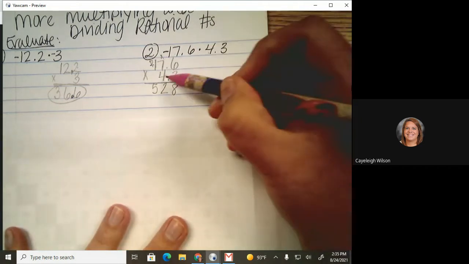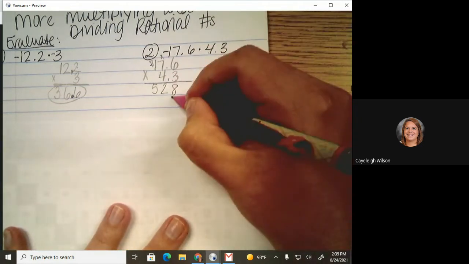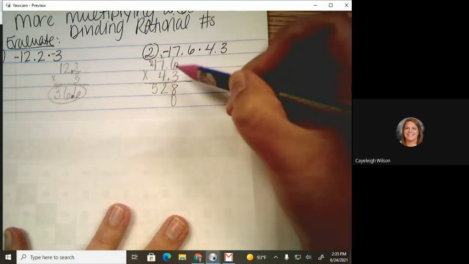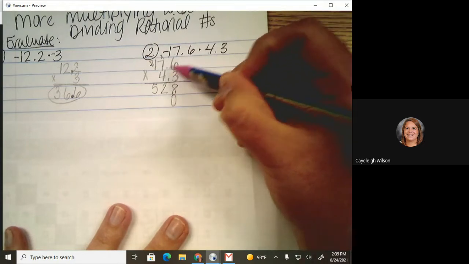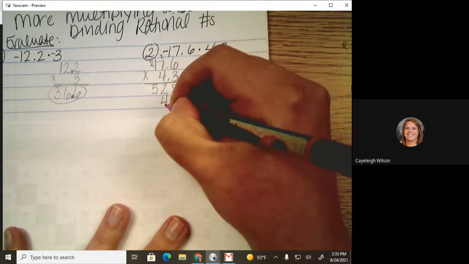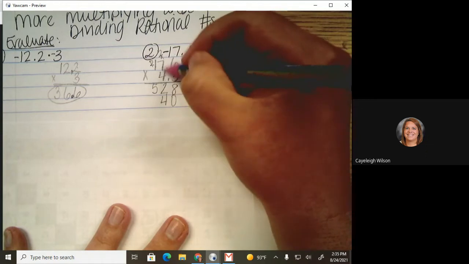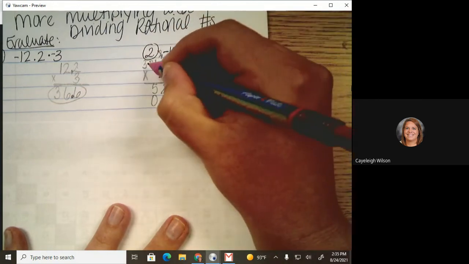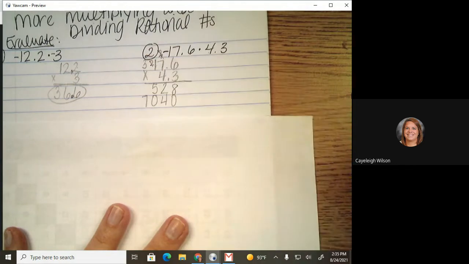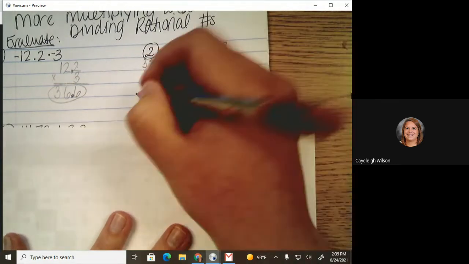And then since I'm moving to the tens place, I'm going to put a 0 in my ones, and then I'm going to multiply by this 4. So 4 times 6 is 24. I'm going to carry my 2. 7 times 4 is 28, plus 2 is 30. I'm going to carry my 3. 4 times 1 is 4, plus 3 is 7. And then I'm going to add these together.